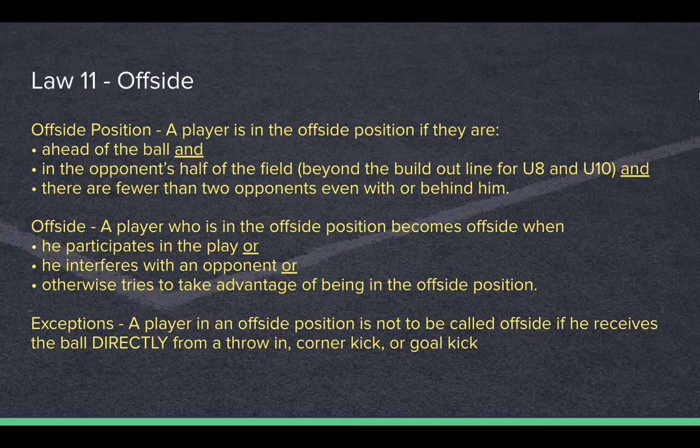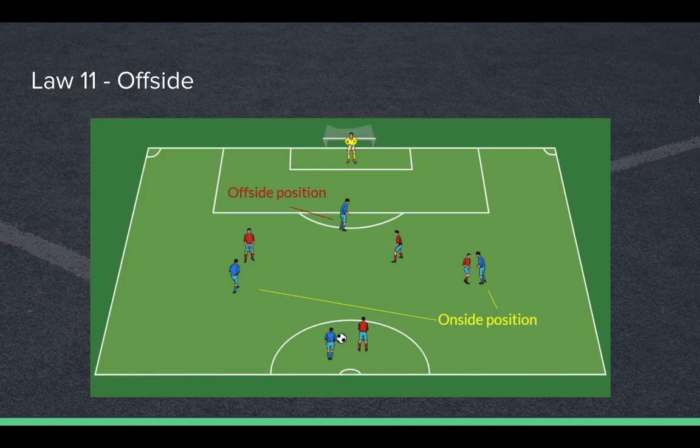In the event of an offside foul, the defending team will be awarded an indirect kick from the spot of the infraction. Let's look at a few diagrams to visualize this rule. Taking each pair as an individual scenario, let's explain onside and offside position.